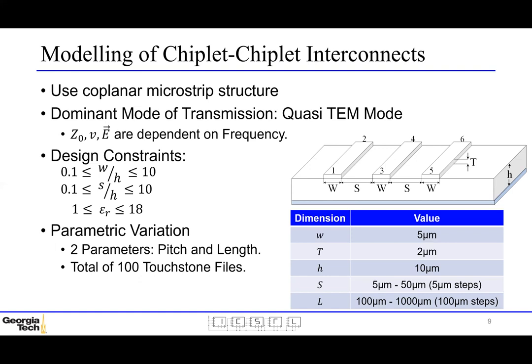It has a dielectric material of height h sandwiched between the common ground plane and the conductor or the channel. The substrate discontinuity of the microstrip causes the dominant mode of transmission to be quasi-TEM. As a result, intrinsic impedance Z0, the phase velocity, the field variation across the channel becomes frequency dependent. The general constraints are given by these equations, and the chosen dimensions are tabulated in this table. We parameterize the channel pitch and the channel length and generate touchstone files for each configuration, giving a total of 100 configurations.